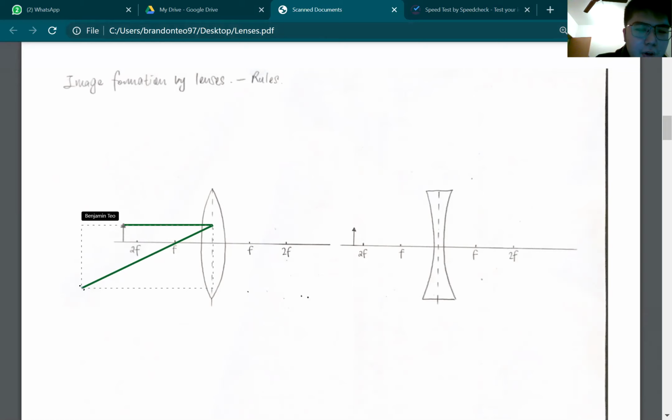You have to hit the focus point on the other side because the light ray can pass through the lens. So I write like this. Okay, this is the first one. Second rule is that center, right? Center. So from here, we are going to connect to the centers.